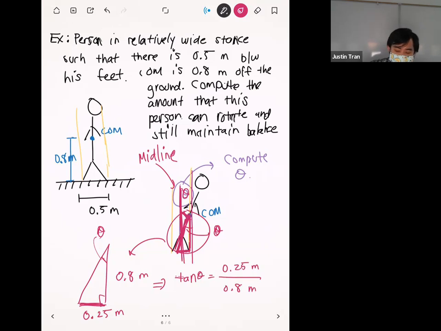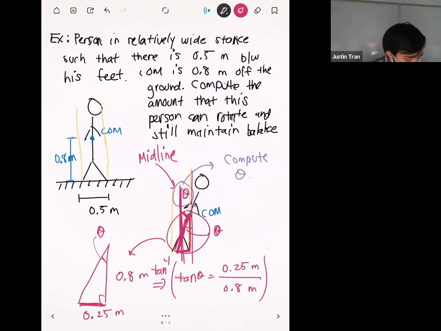So we have tangent theta equal to 0.25 divided by 0.8. What we can do now is take the arctangent of both sides, in other words the tan inverse, and then use that expression to solve for theta. You can easily plug that into your calculator, which I'll do on the next page, just because I'm a bit out of room here. Any questions on how we got these numbers here?